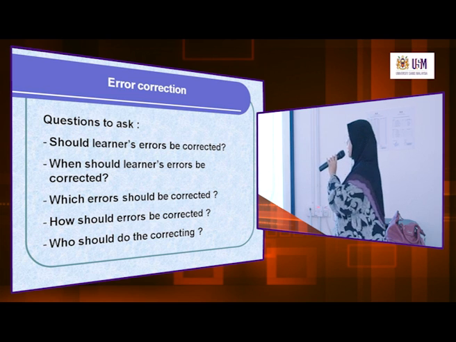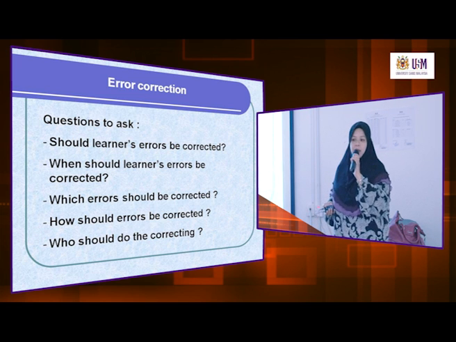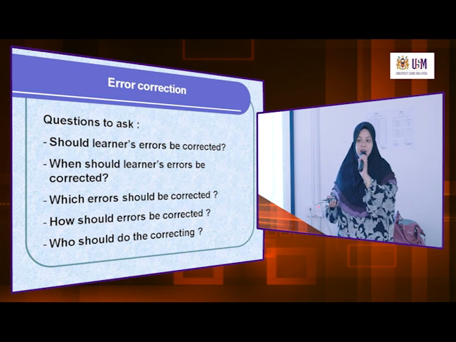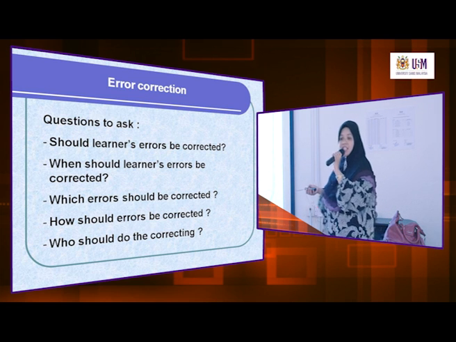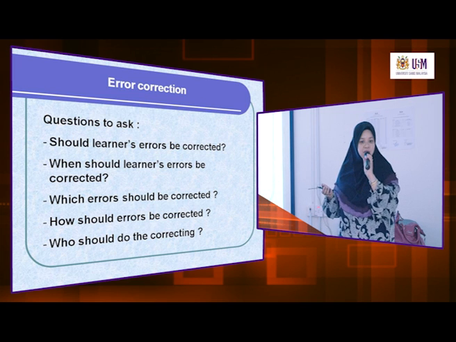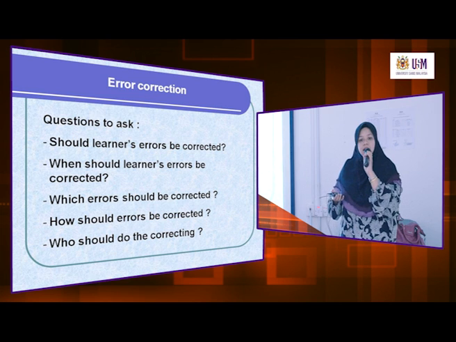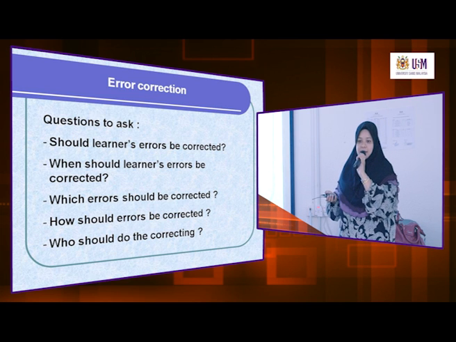When should learners' errors be corrected? When is the right time to correct learners' errors? So, do you correct it there and then? Do you stop the student and then correct it there and then? Or, do you gather all the work and then correct it in the next lesson. That is the judgment of the teacher. You have to select what time is considered good for you to correct students' errors. Okay?